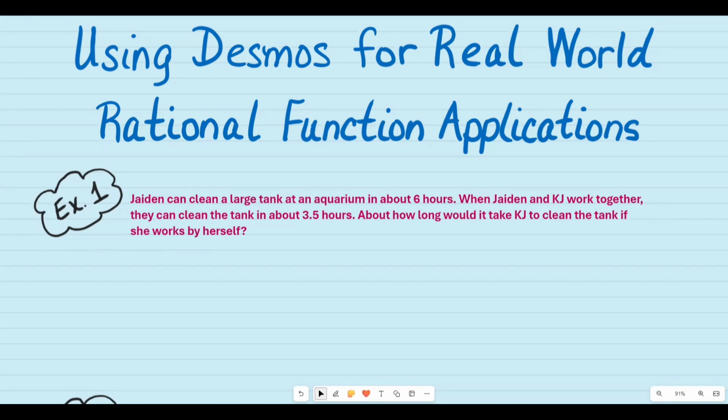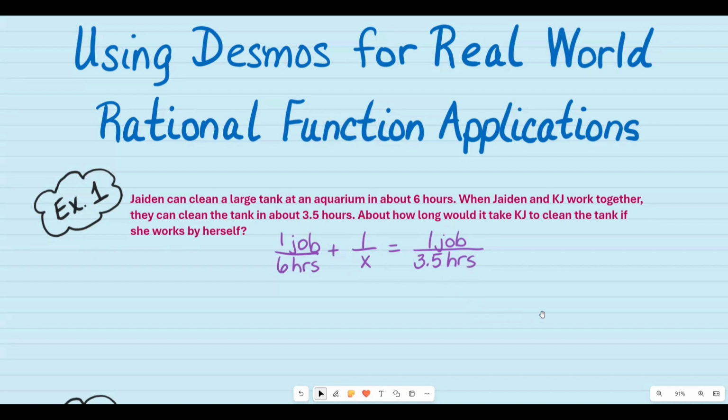So the first thing you want to do is set up proportions and set them equal to what they can do together in this case. And it would look like this. So for the first proportion, this is referring to Jaden. So she can do one job in 6 hours. We don't know how many hours it would take KJ to do her job, but we know together it will take 3.5 hours for both of them to do the job.